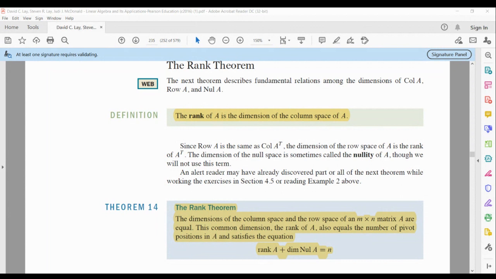There's a few nice examples I want us to look at. Okay, let's look at a few examples here. Let me give you a moment to copy this example down.